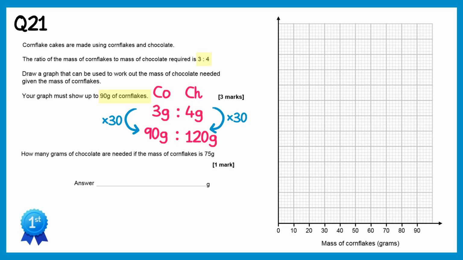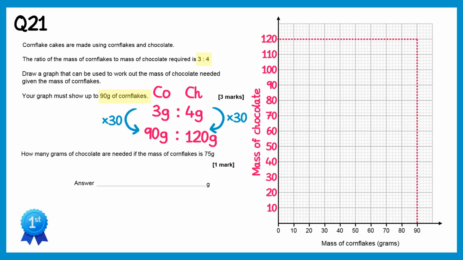So our scale for chocolate needs to go up to 120. So draw a scale like this. We can then plot the point 90 and 120. So go from 90 on the cornflakes and 120 on the chocolate, and you'll find the point. You can then draw a straight line from 0, and you have the graph.